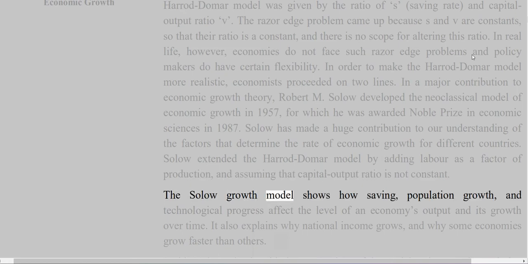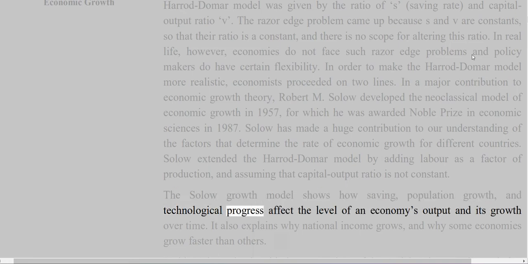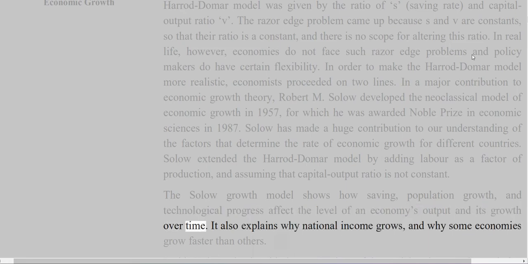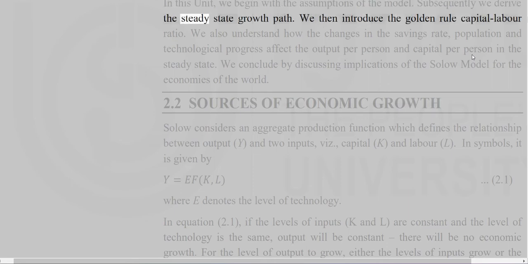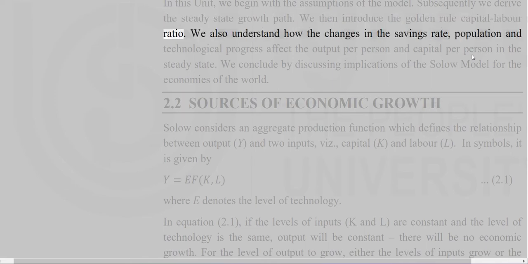The Solow growth model shows how saving, population growth, and technological progress affect the level of an economy's output and its growth over time. It also explains why national income grows and why some economies grow faster than others. In this unit, we begin with the assumptions of the model. Subsequently, we derive the steady-state growth path. We then introduce the golden rule capital-labor ratio.